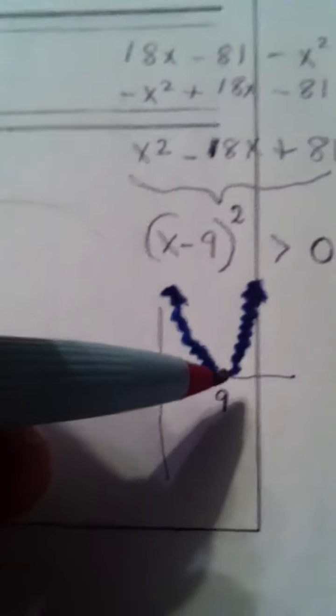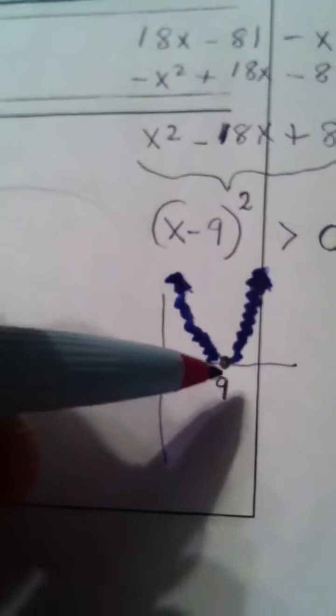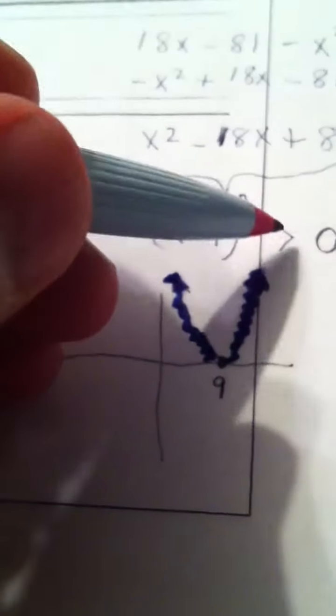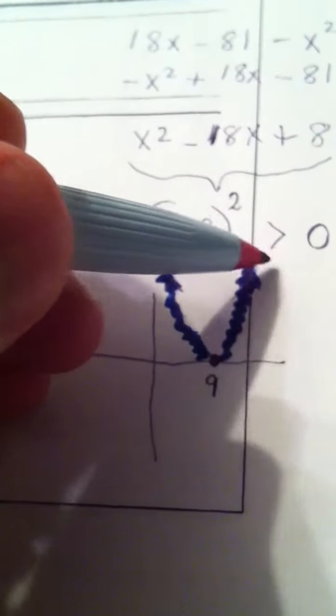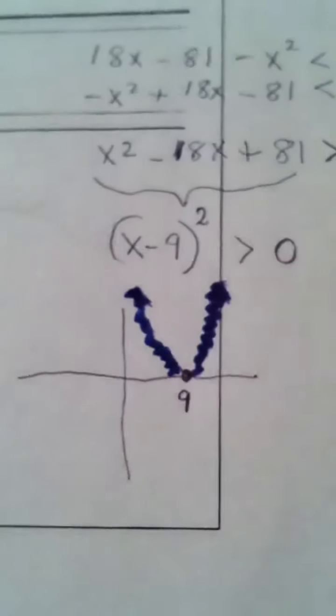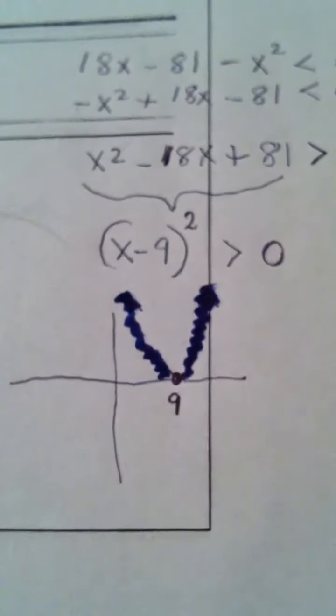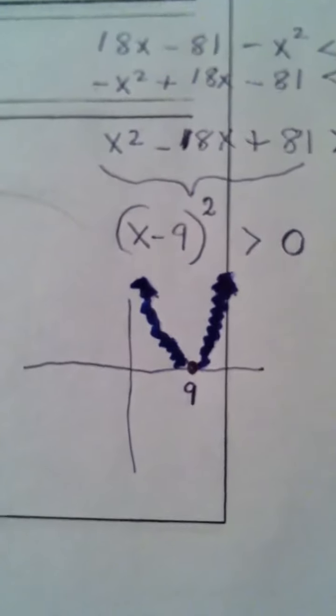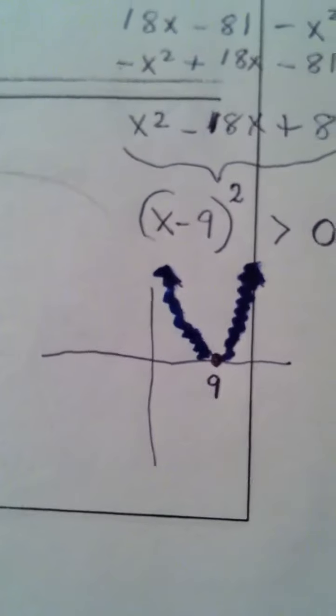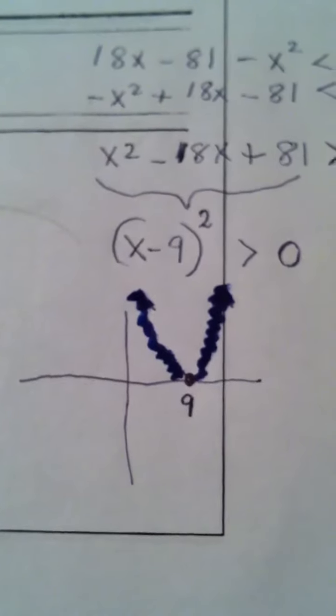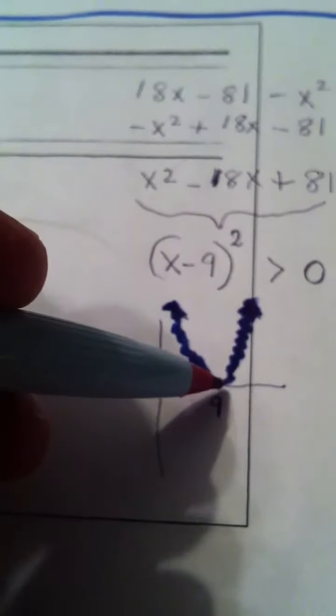Well, the number 9 is not included. And the reason the number 9 is not included, this did not say greater than or equal to 0. So you have to be very careful about that. So almost everything is part of your answer here. Almost every real number is part of your answer. The only one that's not is 9.